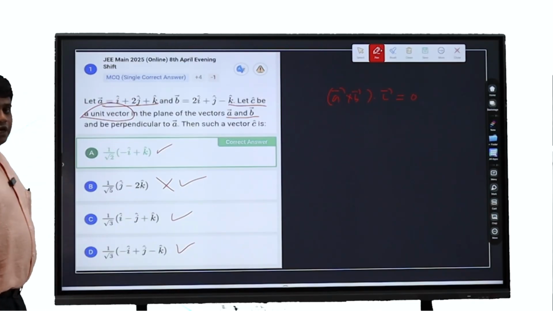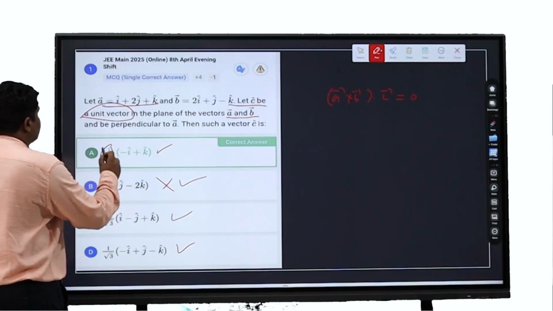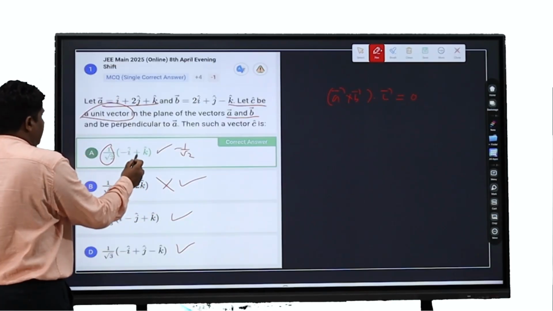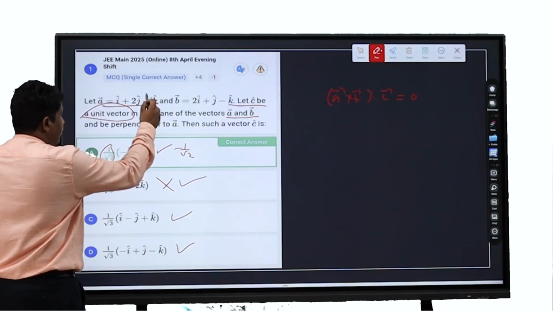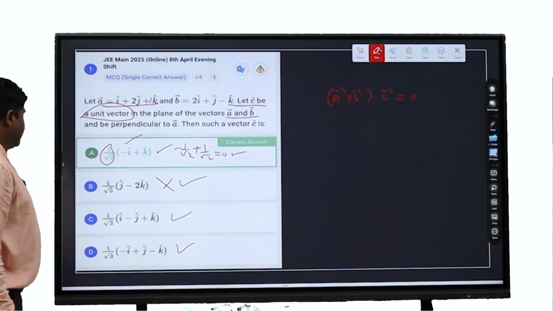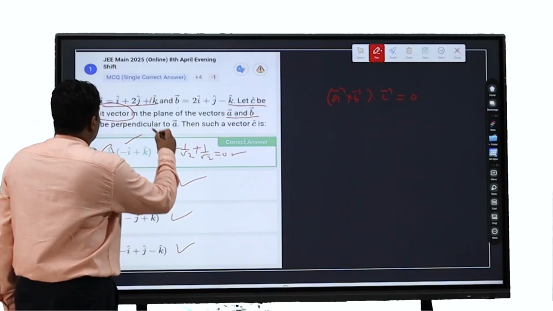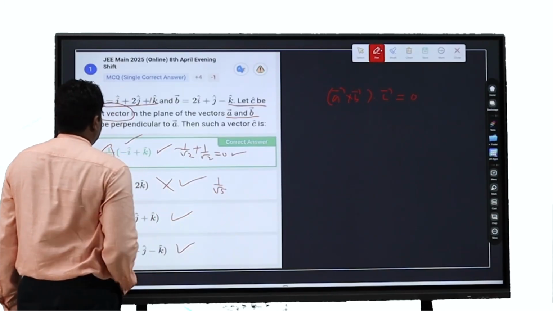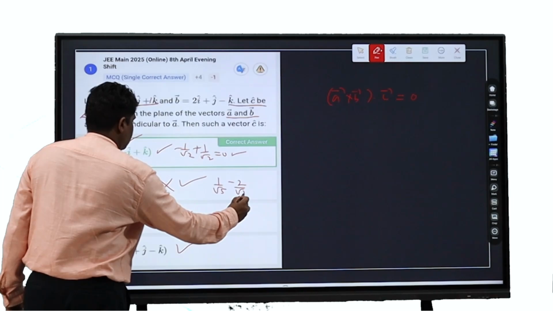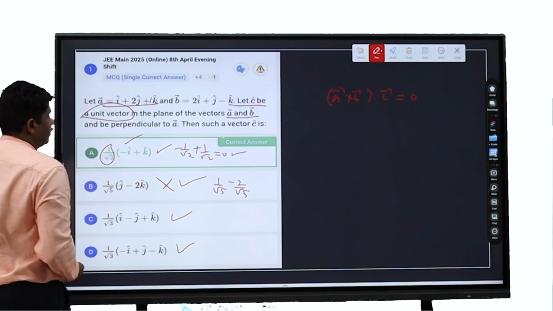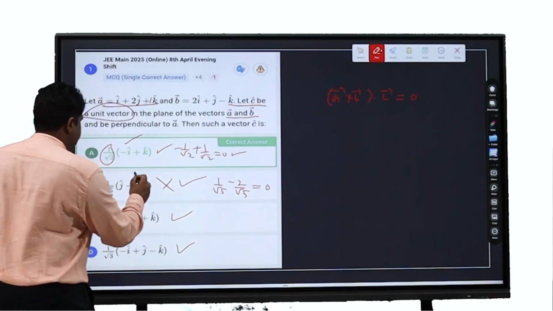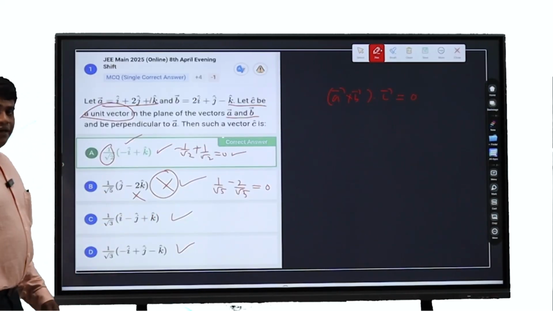Then whether all these vectors are perpendicular to A. 1 by root 2 into 1 by root 2, minus 1 by root 2 into 1 by root 2, plus 1 by root 2 into 1 by root 2 is equal to 0. Yes, this vector is perpendicular. And what about this vector? 1 by root 5 into 1, 2 by root 5 into 1, minus 2 by root 5 into 1, that is minus 2 by root 5. It is not equal to 0, which means this option cannot be possible.